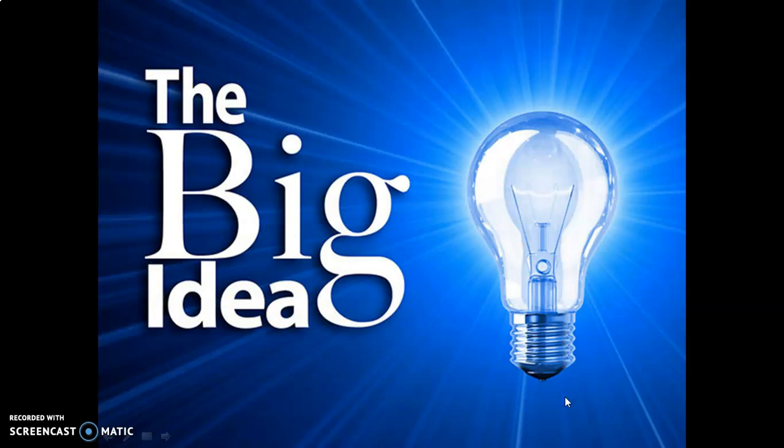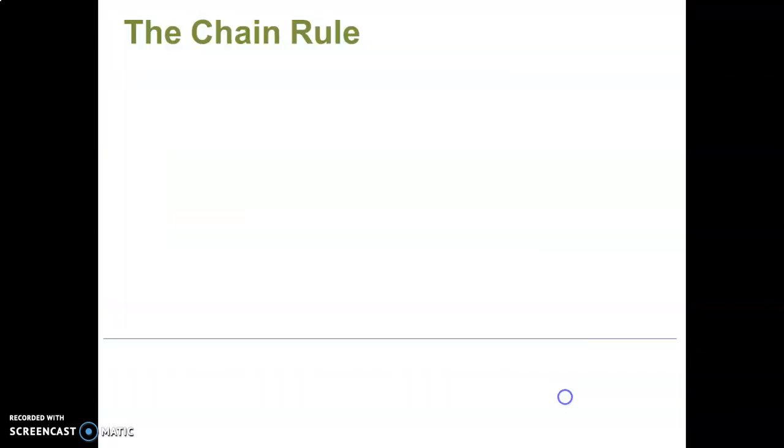That is called the chain rule, and that is your big idea. We'll take a look at it through some simpler examples. So if that didn't quite come together for you yet, don't worry. Let's go forward with it.